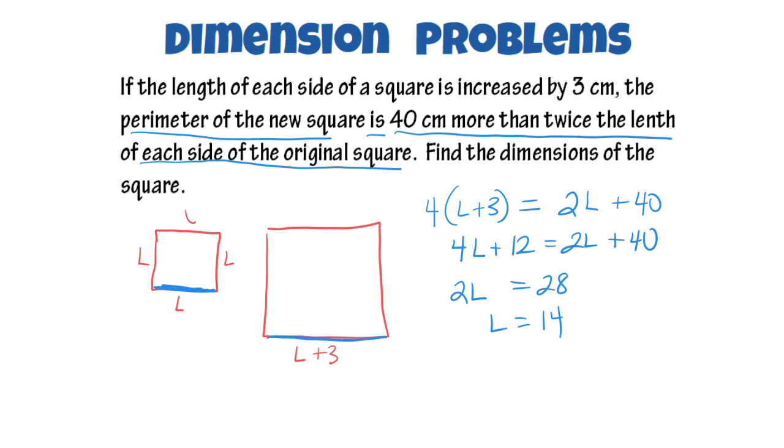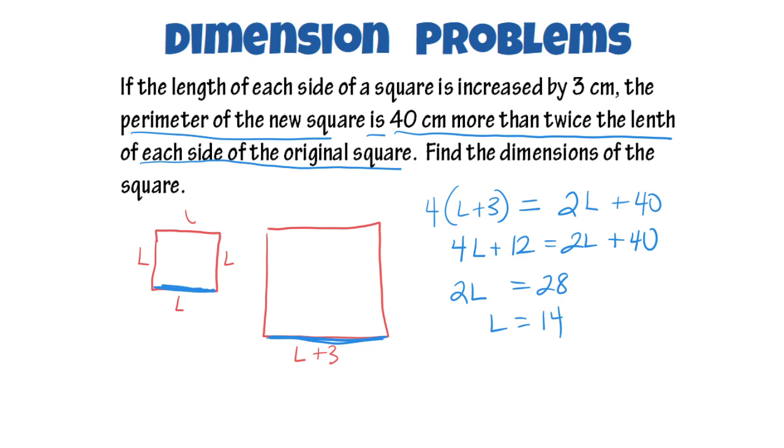This one then would have to be 17 units. The question is asking for you to find the dimension of the square. Okay, now I wish that was a little bit more explicit. Find the, I guess it's the original square we're talking about. Find the dimensions of the square.